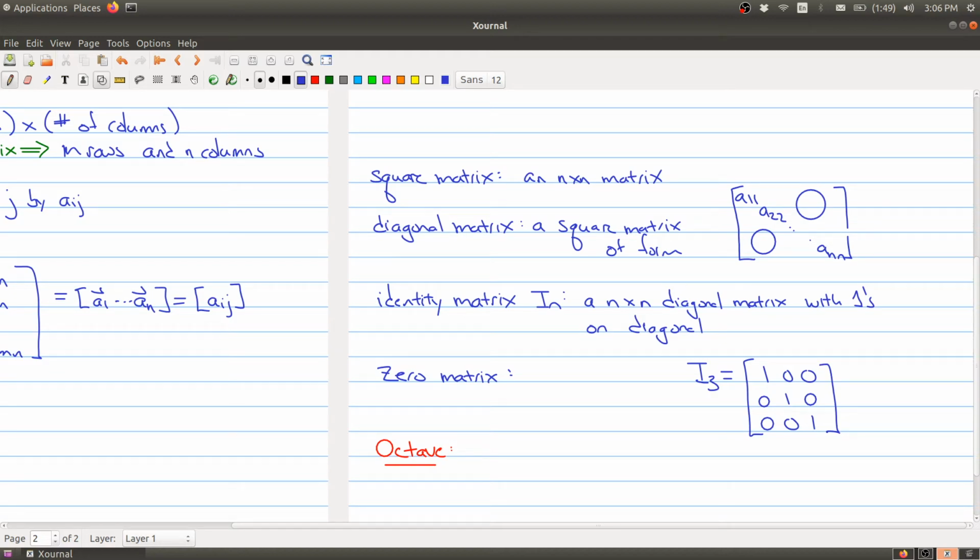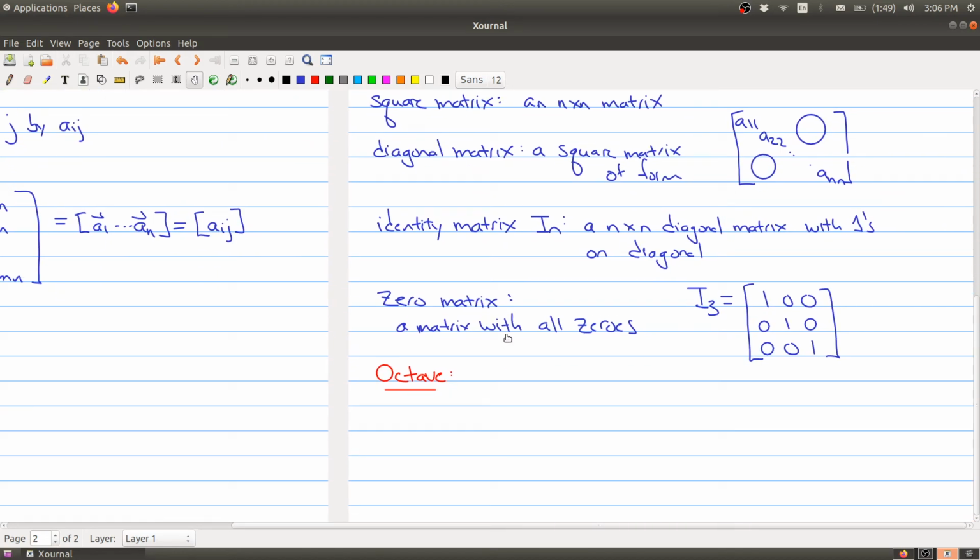And then we have a zero matrix, and this is simply a matrix with all zeros. Now, we don't require that a zero matrix be square. A zero matrix can be any size. The only requirement is that every entry be 0. And of course, you can input all of this information into Octave quite easily.